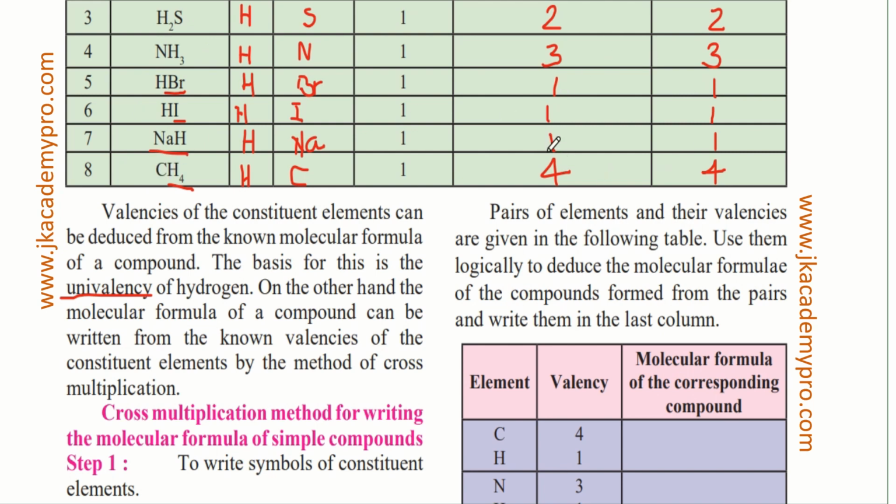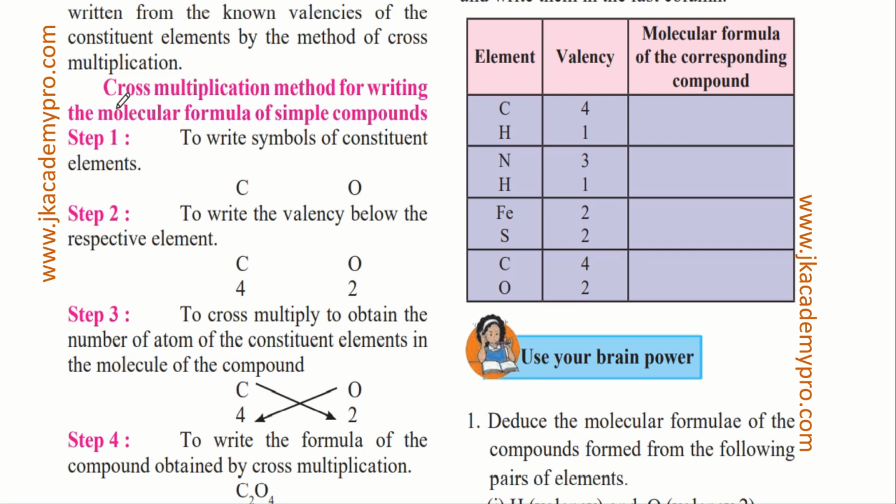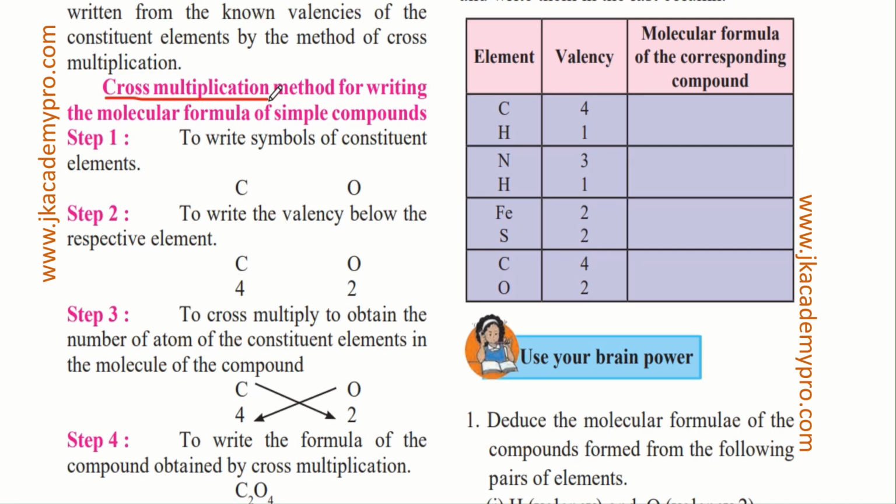Similarly, if we are given the valency, we can easily write the molecular formula of the constituent elements. So let us now learn the cross multiplication method, where we can easily write the molecular formula just by knowing the valencies of the elements. So the first step is to write the symbols of the constituent elements. Here we are taking carbon and oxygen.